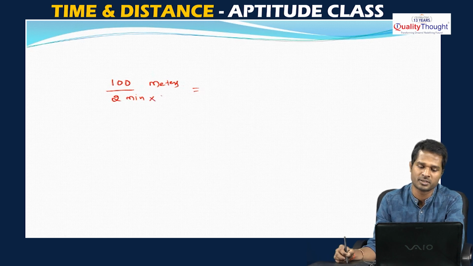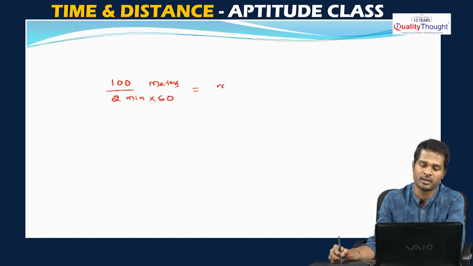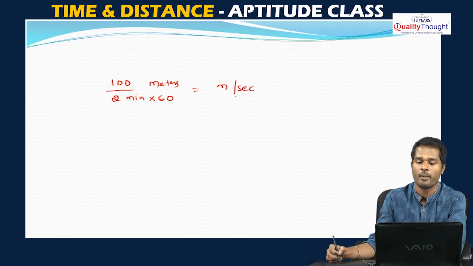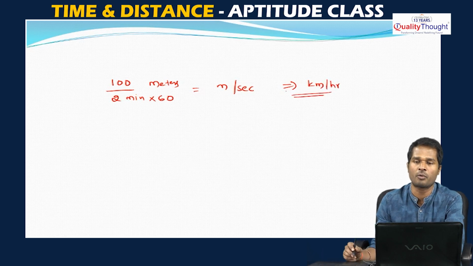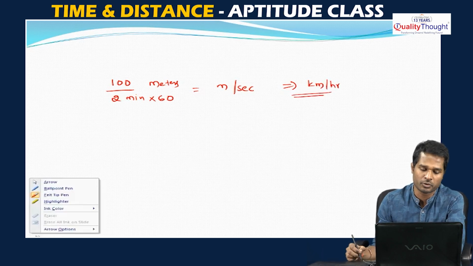For example, this minutes is converted into seconds by multiplying with 60. So now you will get the answer in meters per second. Now the answer will be meters per second. But if the options are there in kilometers per hour, how are we going to convert it?